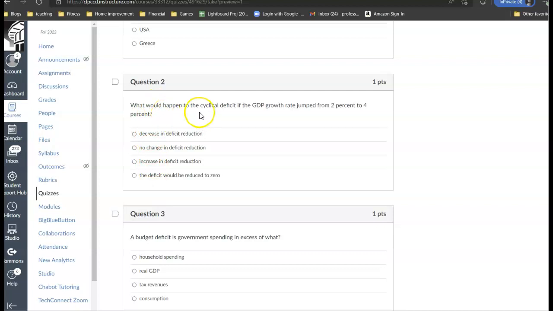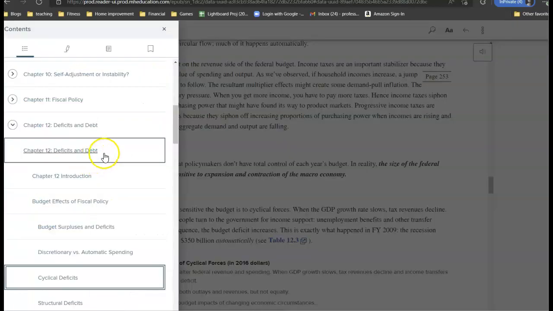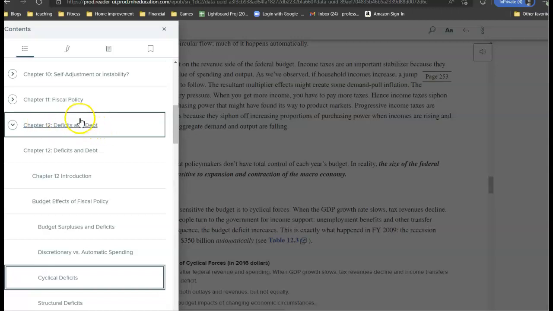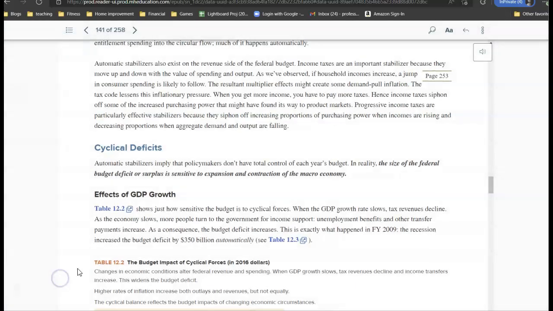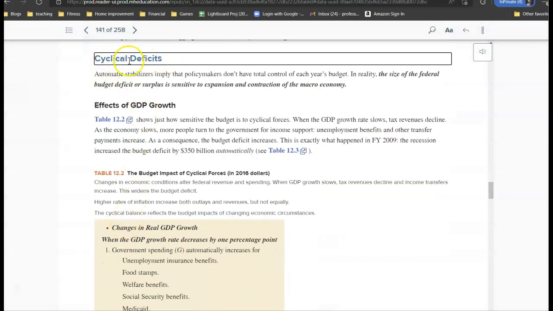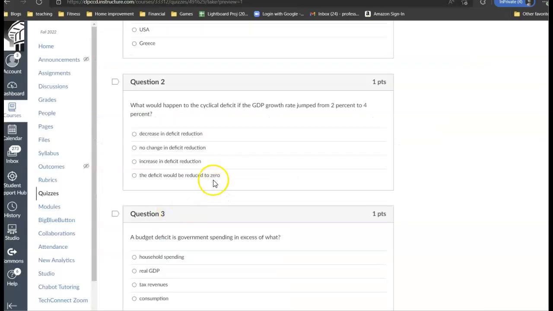Question number 2, what would happen to the cyclical deficit if the GDP growth rate jumped from 2 to 4%? Well, you just have to go to Chapter 12 and look under cyclical deficit to find that answer. So it's going to look something like this. Now, here I have the ebook for the 15th edition of our textbook. Some of you may have the 16th edition, but if you look under Chapter 12, Deficits and Debt, there is a topic called cyclical deficits. And if you look under cyclical deficits, you're going to find the answer to that particular question. So that's question number 2.